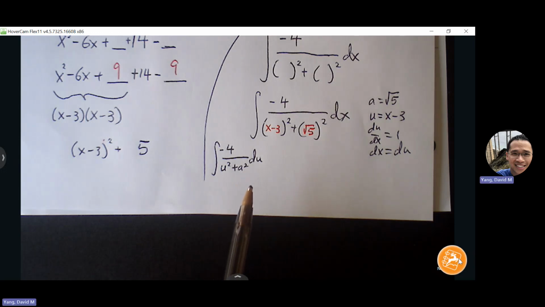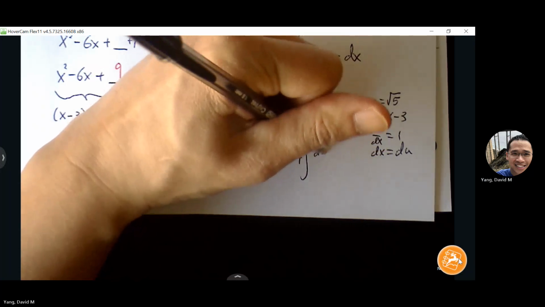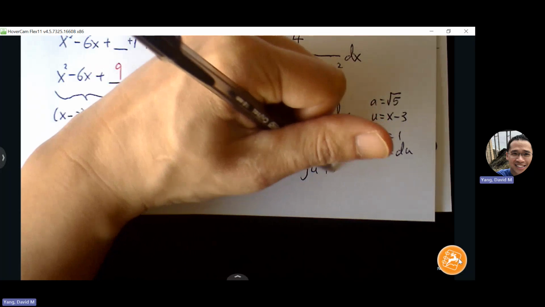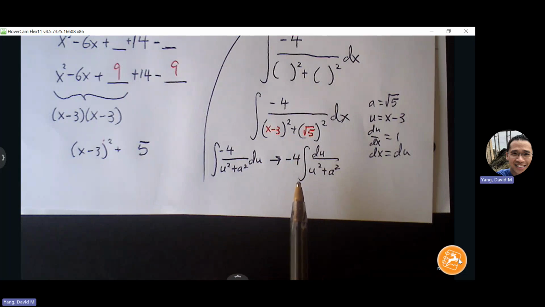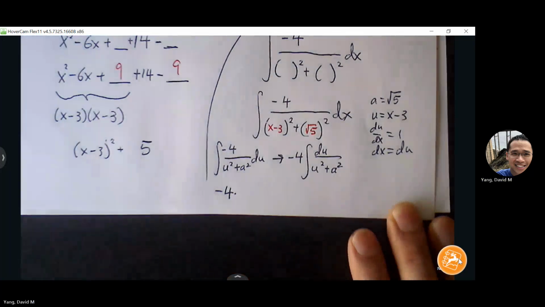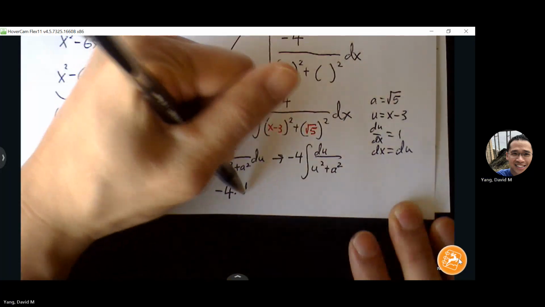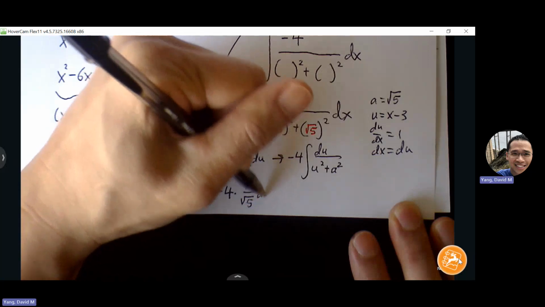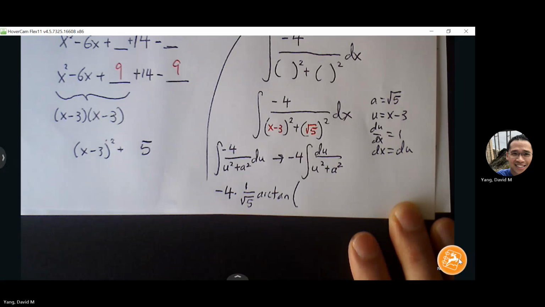Something else in front. What if I wrote it this way? Yeah, the -4 is not part of the rule, but it is a coefficient, so we need to include it as part of our answer. So -4 times 1/√5, right? 1/a. Arctangent of what's our u over a?